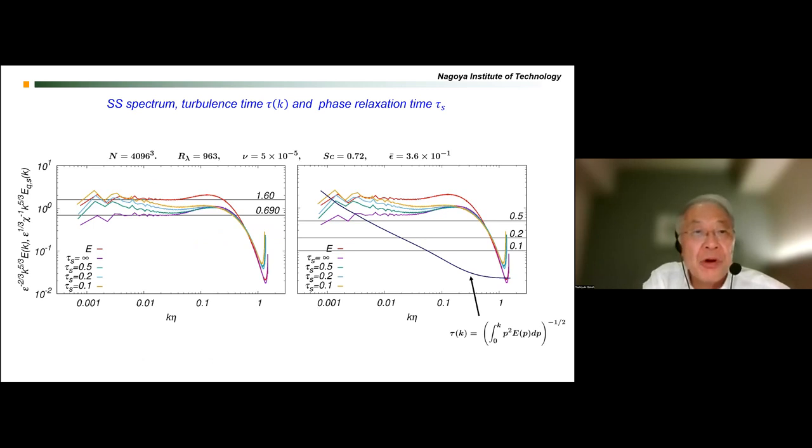The same is true for the high wave number simulation. So far, the DNS or shell models and the other physics and the observation are consistent with the previous theory.